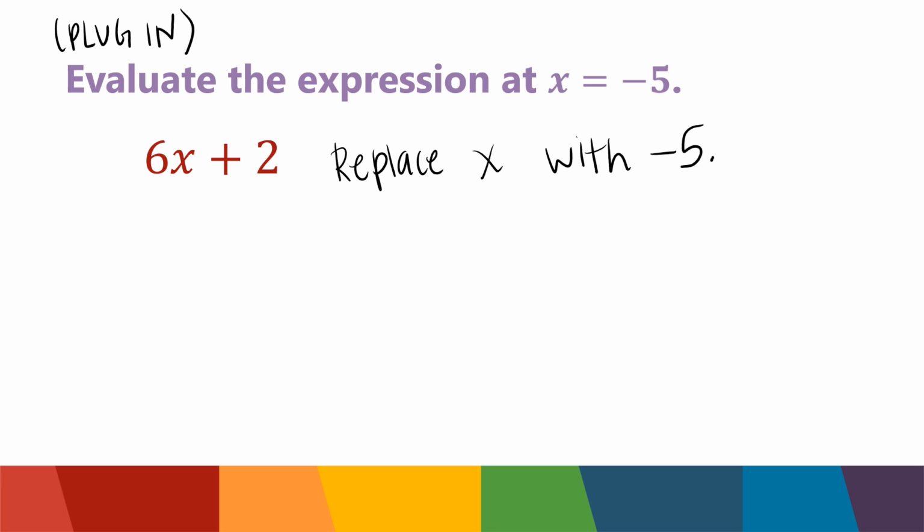So right now we have 6 times x plus 2. Here x is becoming -5, plus 2. I've got the equal sign there just to indicate that this came from the previous line. They told me that x is equal to -5, so these two expressions are the same. Now I'm just going to use my order of operations, GEMS or PEMDAS, whichever one you prefer.